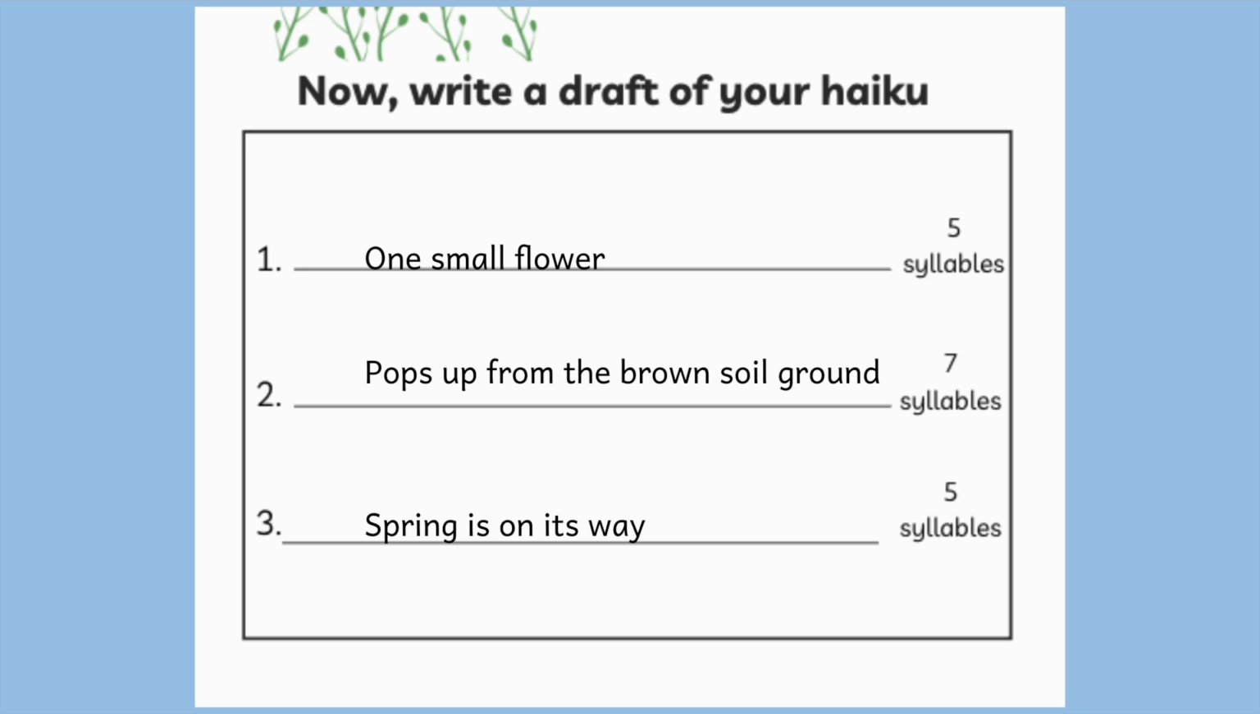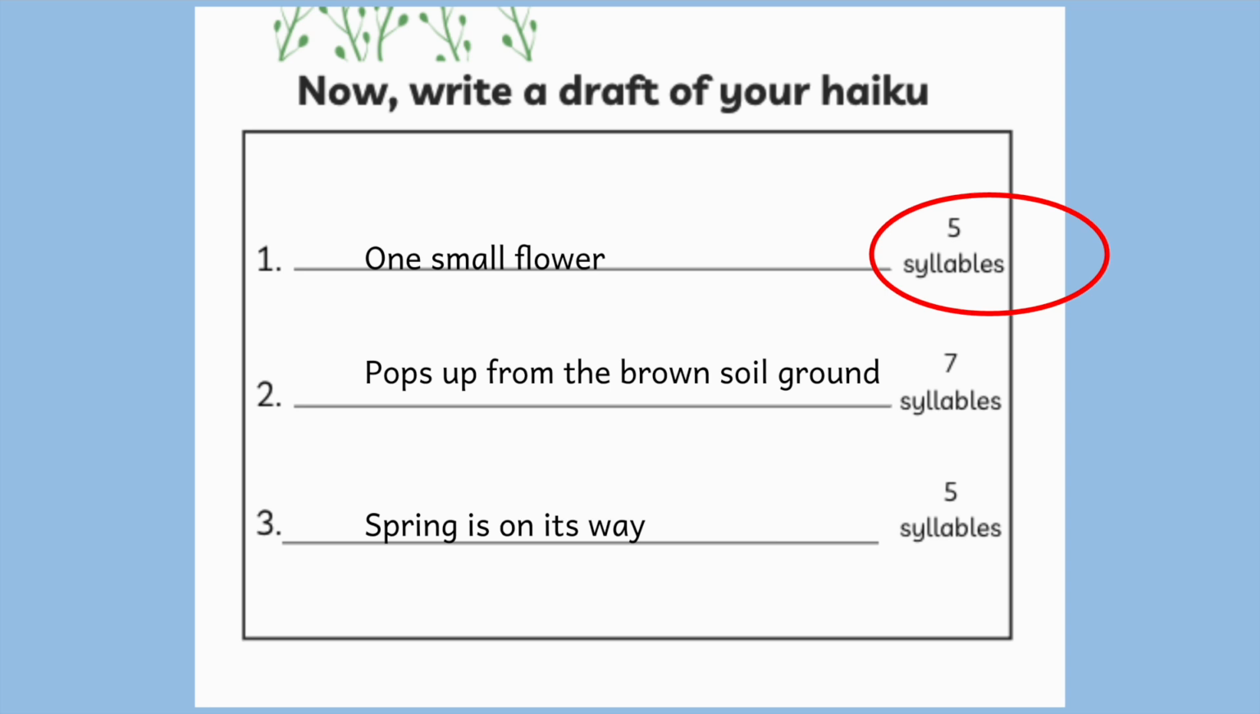Do you see any mistakes with my haiku? One small flower. Wait a second. One small flower. That's only 4 syllables and I need 5. Uh-oh, I'm gonna have to think about that one. Next, pops up from the brown soil ground.